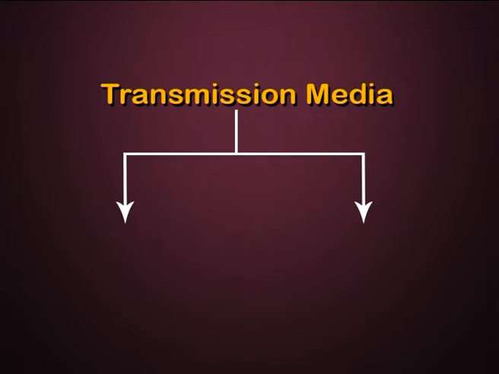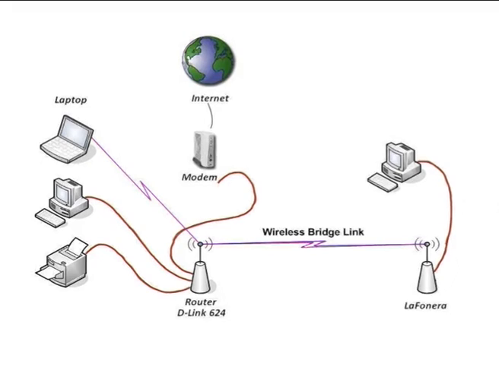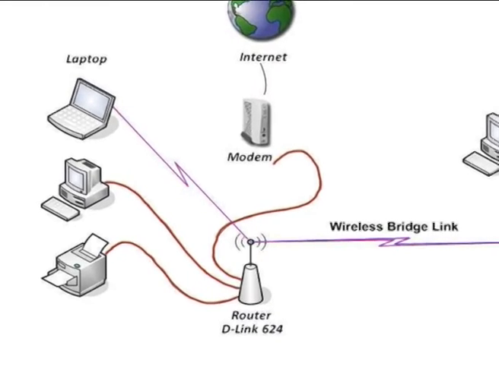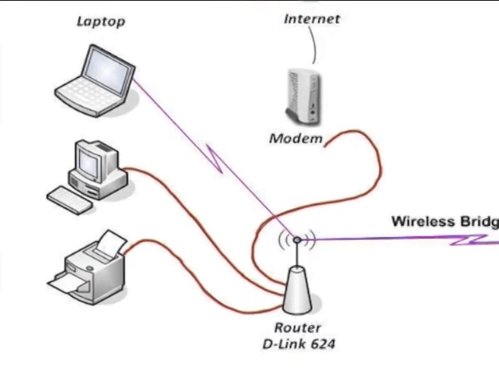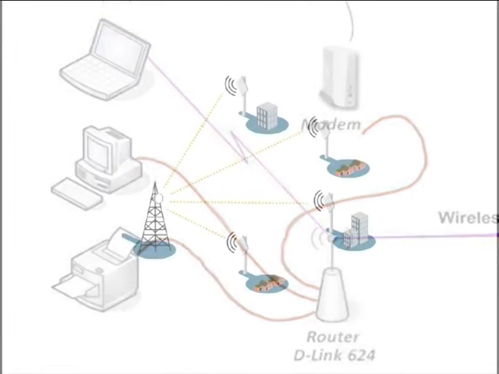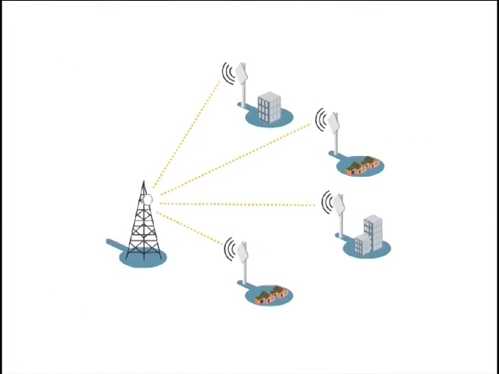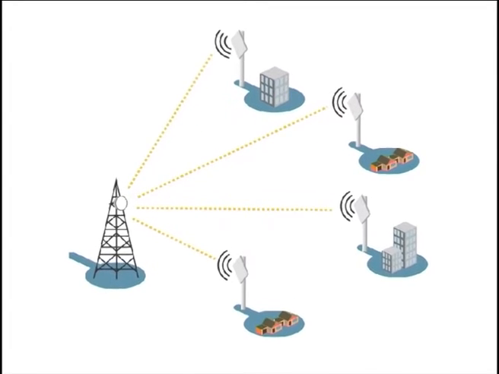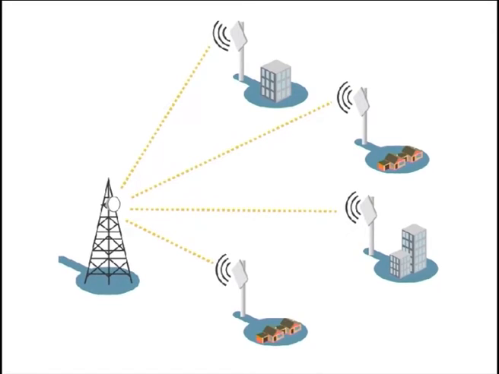Transmission media is broadly classified into two groups: wired or guided media and wireless or unguided media. Wired or guided media are the cables that are tangible or have physical existence and are limited by the physical geography. Wireless or unguided media are the ways of transmitting data without using any cables. These media are not bounded by physical geography. Nowadays, wireless communication is becoming popular.